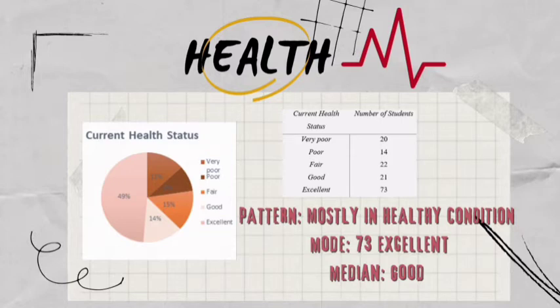On the other hand, the median for the health status is good health status. Since there are 150 students, the median is located at the 75th and 76th positions after being arranged accordingly. Hence, both of these values are the same. So we can conclude that the median is at good status.